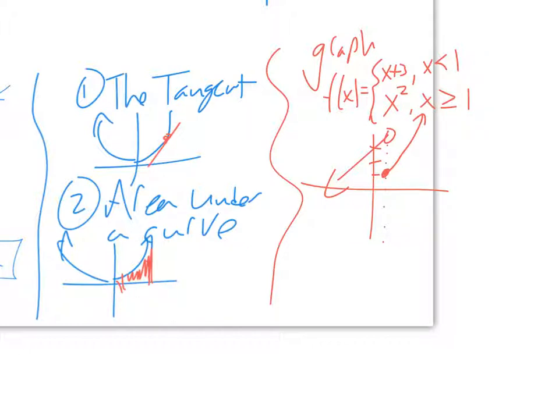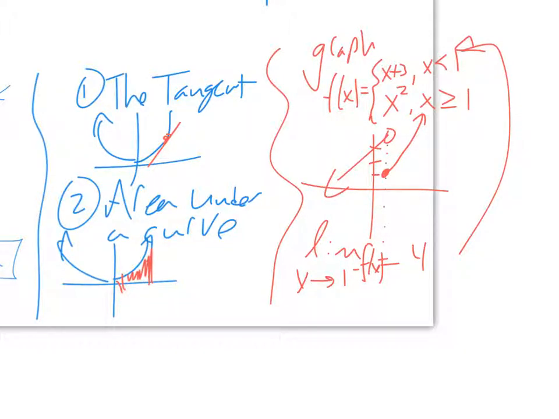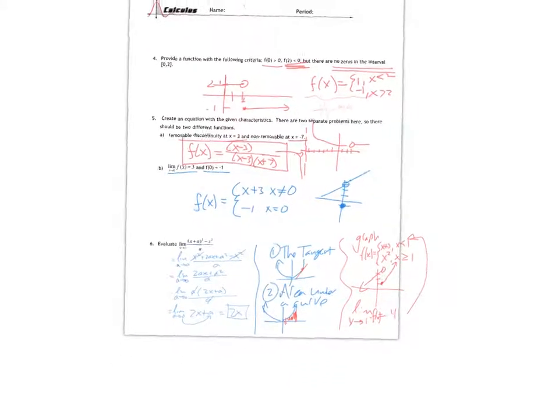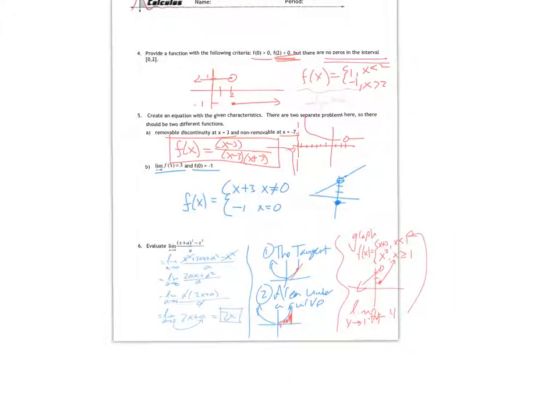So if we ask you some questions like the limit as x goes to 1 from the negative side, that's the limit as we go to the left of f of x. As we approach from the left, that would be going to 4, because we're using the first, top part. If it's going from the right, it's going to 1. So be ready for that. We've done a little bit of that, but not a ton. Hopefully that helps, and be ready.